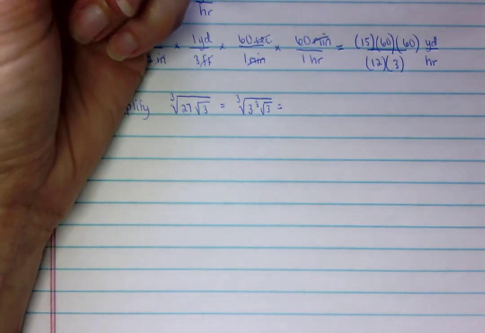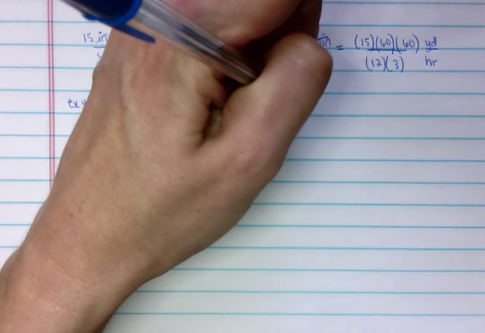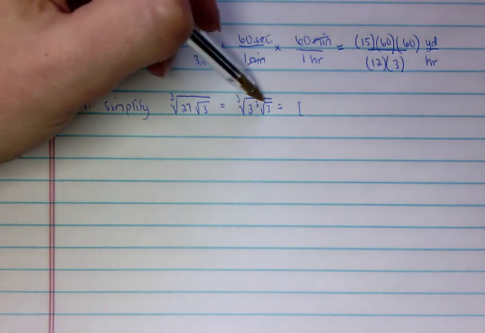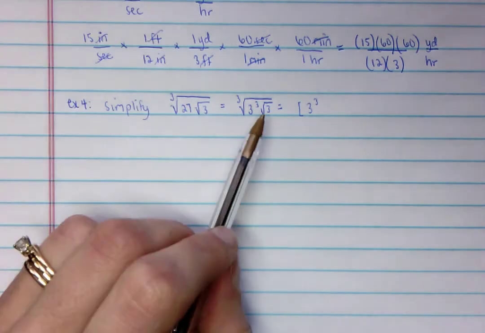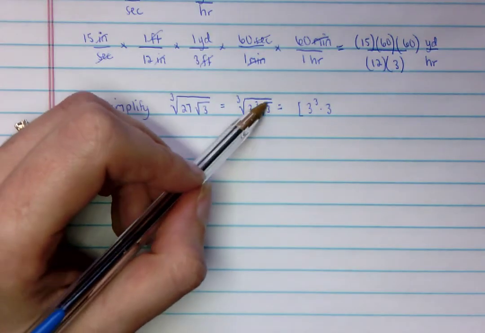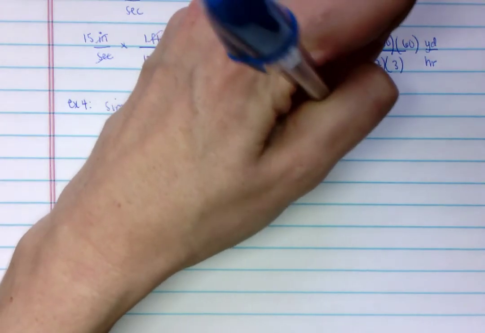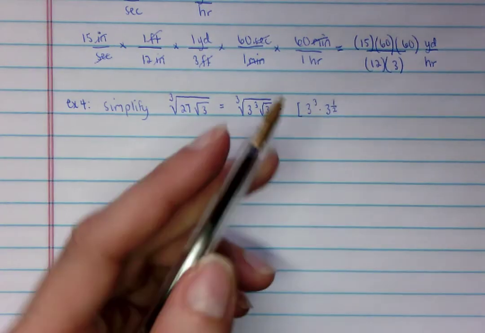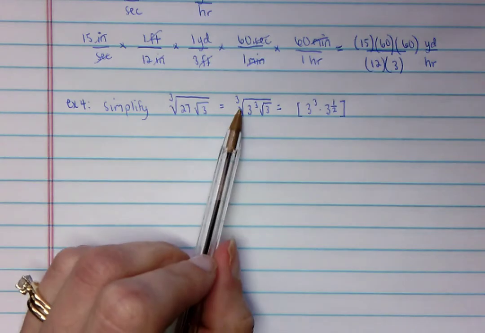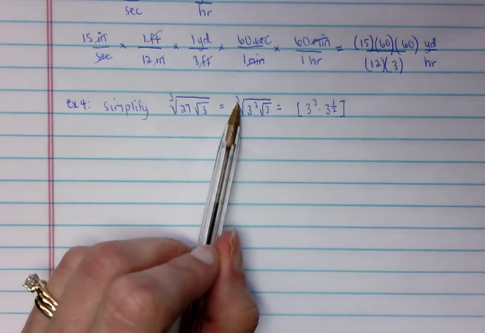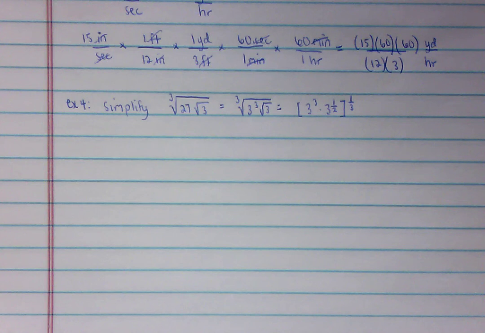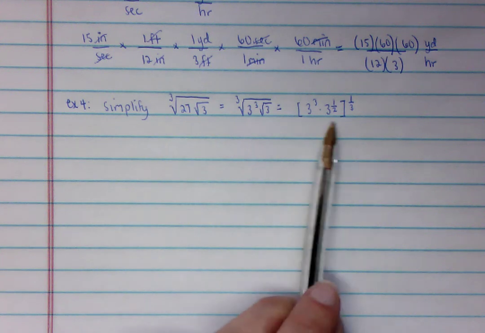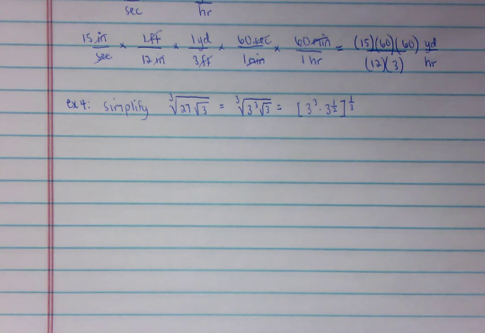So recall when we did this before, we put brackets around the whole thing. This is 3 to the 3rd times, and then this is 3 to the 1/2, because our square root is a 1/2 as an exponent. Then we close it out, and all of that is raised to a cubed root, which is 1/3. So now we've written them just in terms of fractional exponents.